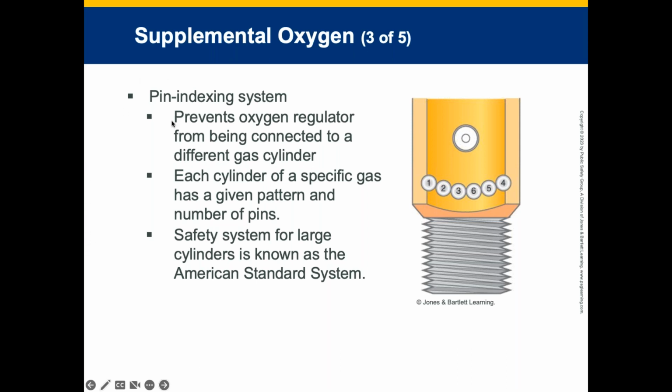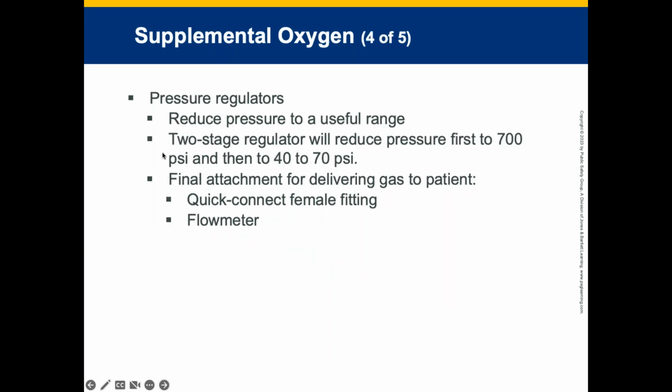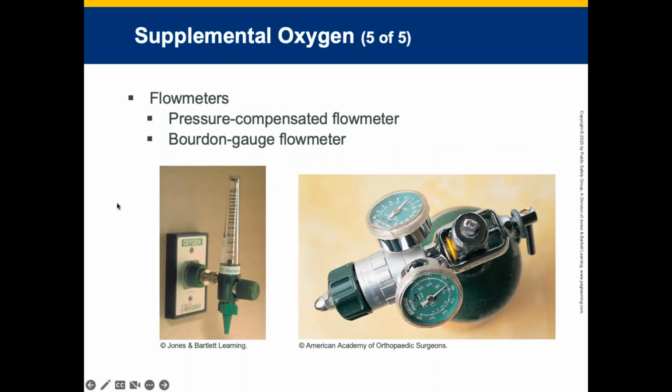Some CPAP devices require high pressure ports. Let's see, pressure regulators. Two-stage regulators reduce pressure first to 700 psi, then down to 40 to 70 psi, with a final attachment for delivering gas to a patient with a quick connect female fitting or a flow meter. As you can see here, this is a flow meter for the wall. This is a flow meter regulator for a bottle.